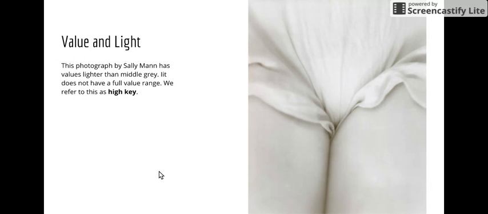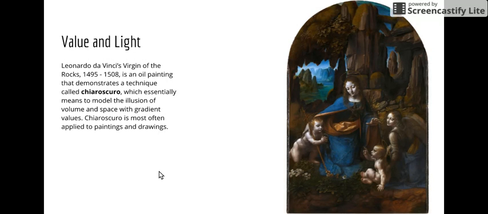Here's a different photograph from the same artist, Sally Mann, and you can see in this case, it is a high key range of values. That is, there are no values darker than a middle gray or even a light gray. And it has a very different emotional impact. This is light and airy and almost calming and soothing, as opposed to the dark and mysterious image before. So value has an emotional impact.